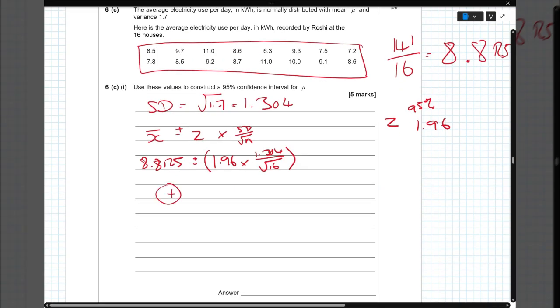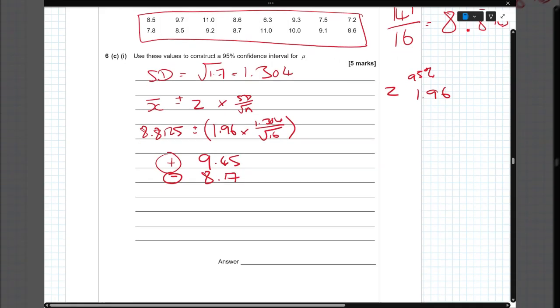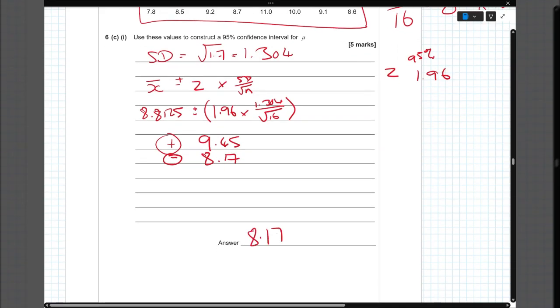For the add version of the answer, the top end, we've got 9.45, and for the takeaway part, we've got 8.17. So I'd be writing it as 8.17 to 9.45.